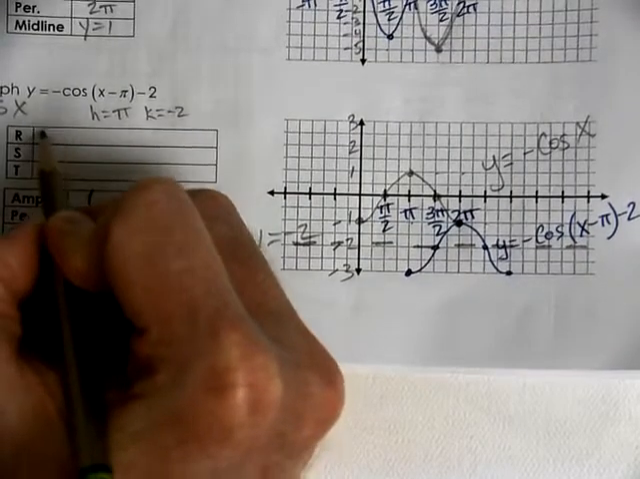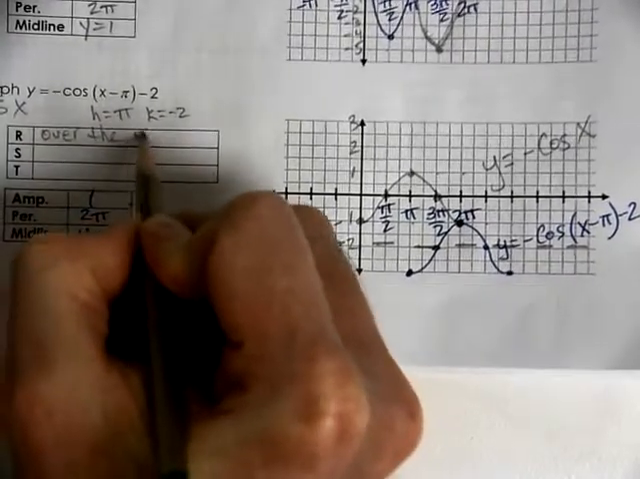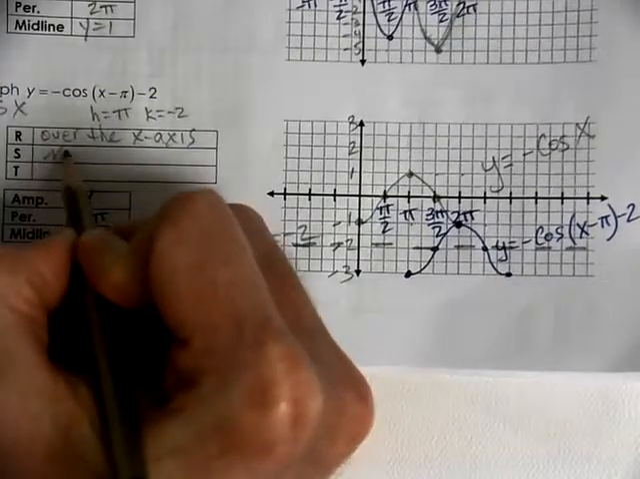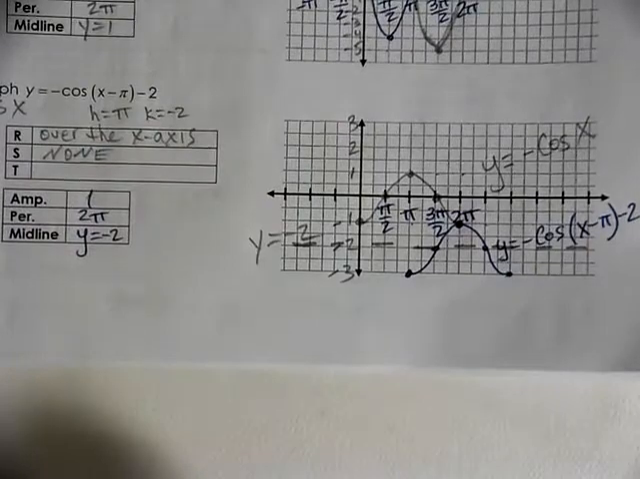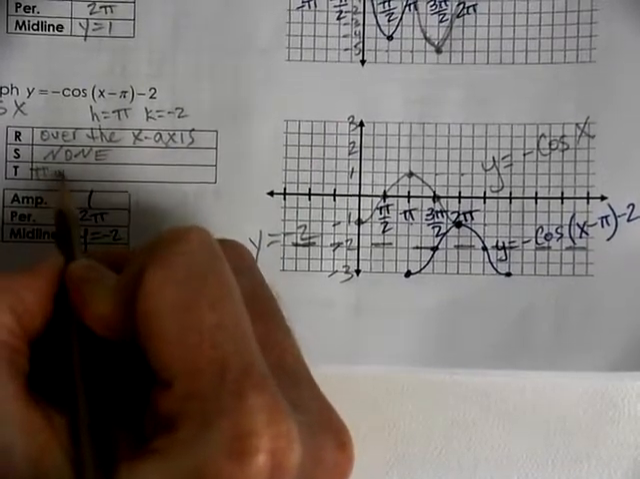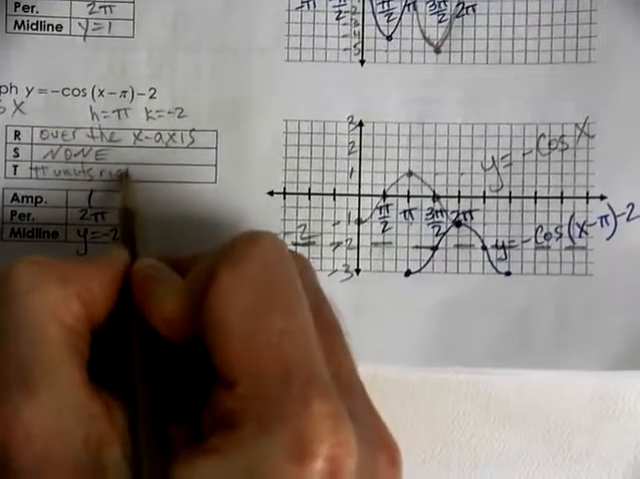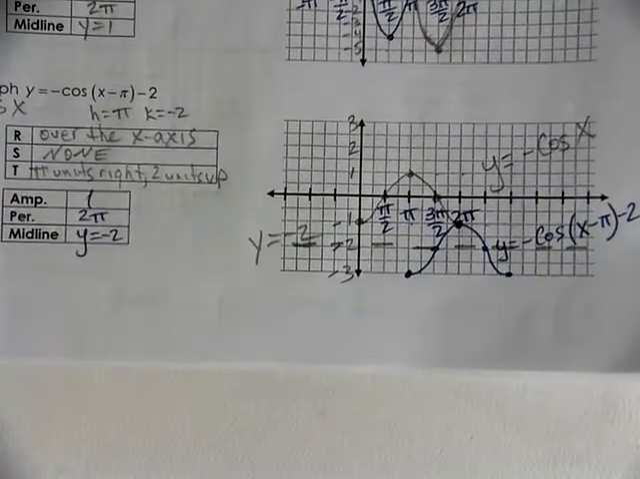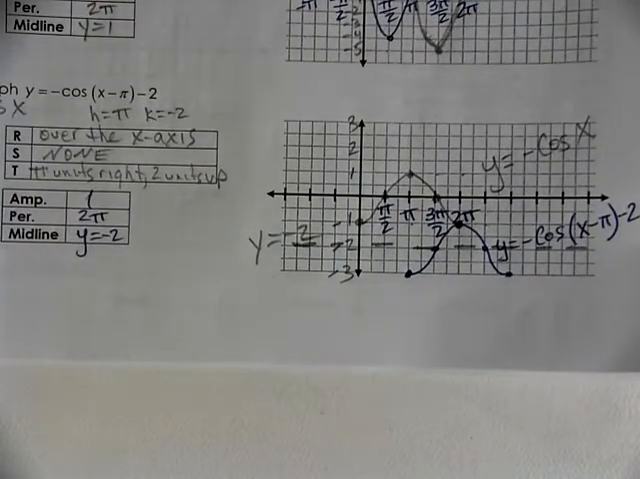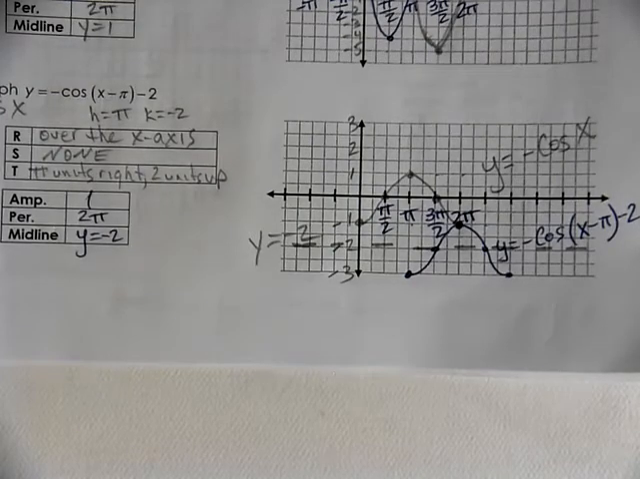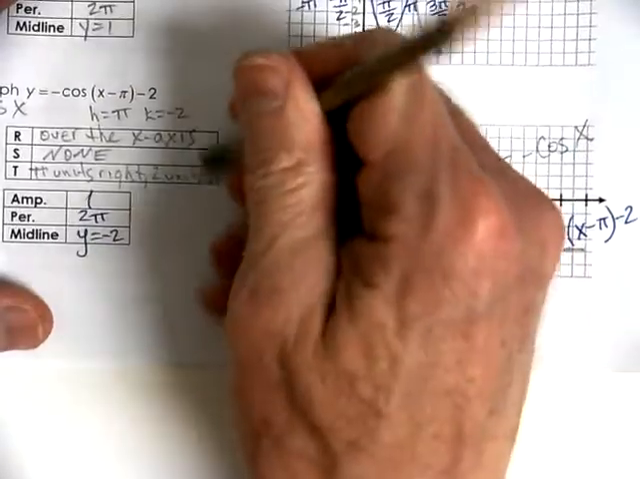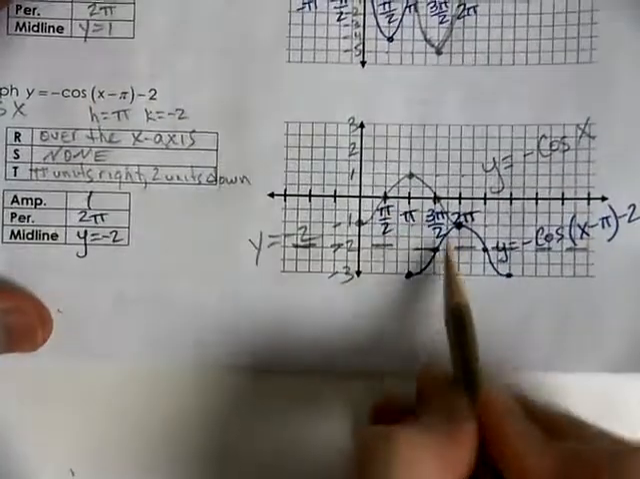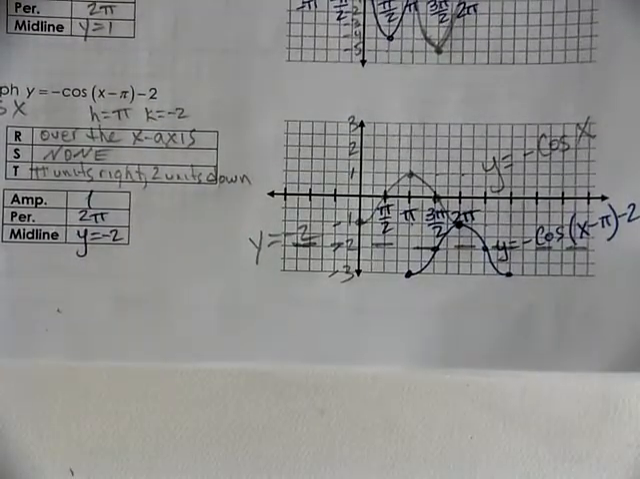I have a reflection over the x-axis. I do not have a stretch or a shrink, so none. And I have a translation, pi units right and 2 units up. That would be down. We went down, the k value is negative, of course. Very good.